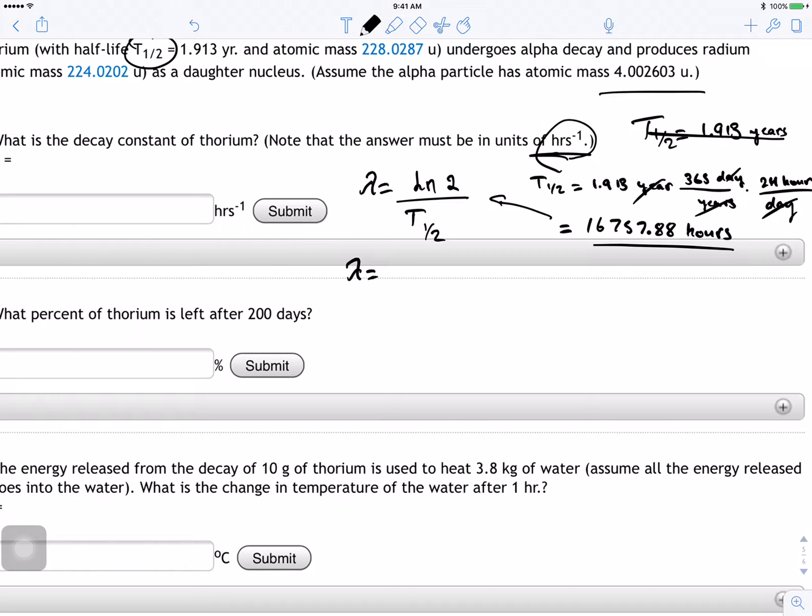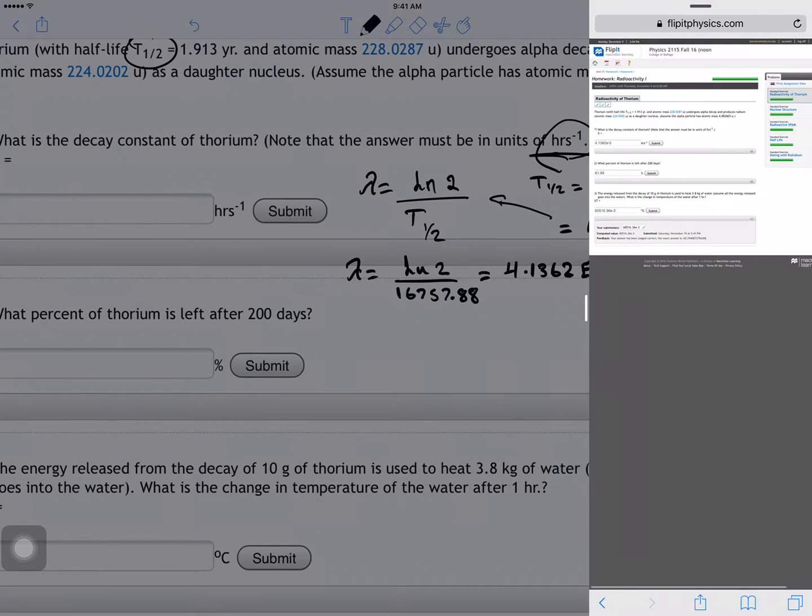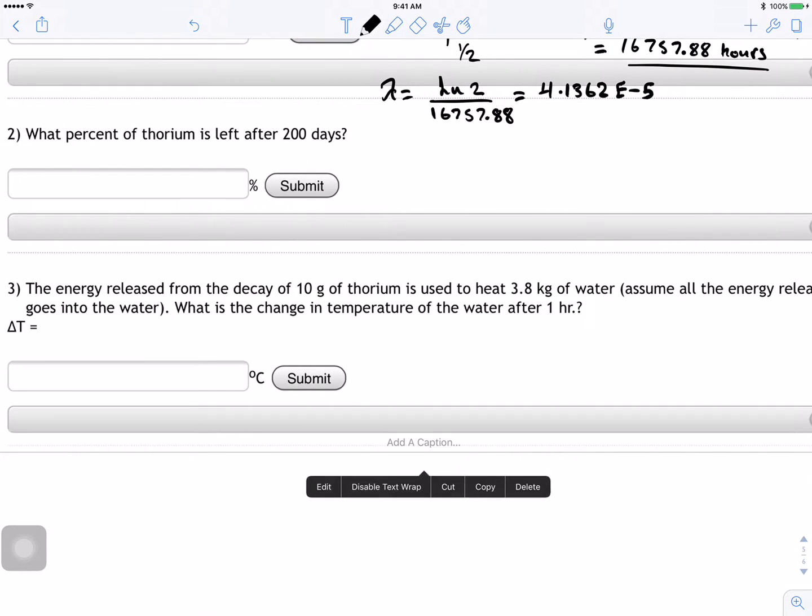So the decay constant will be the natural log of 2 divided by 16757.88 hours. This will be equal to around 4.1362 e to the negative 5. Let's make sure of that. Yep, that's the right answer. And this is in 1 per hour.